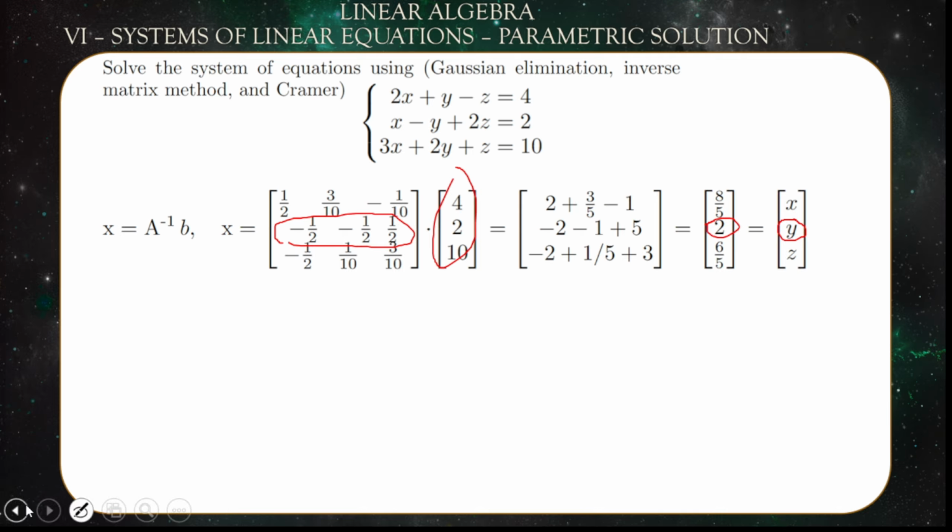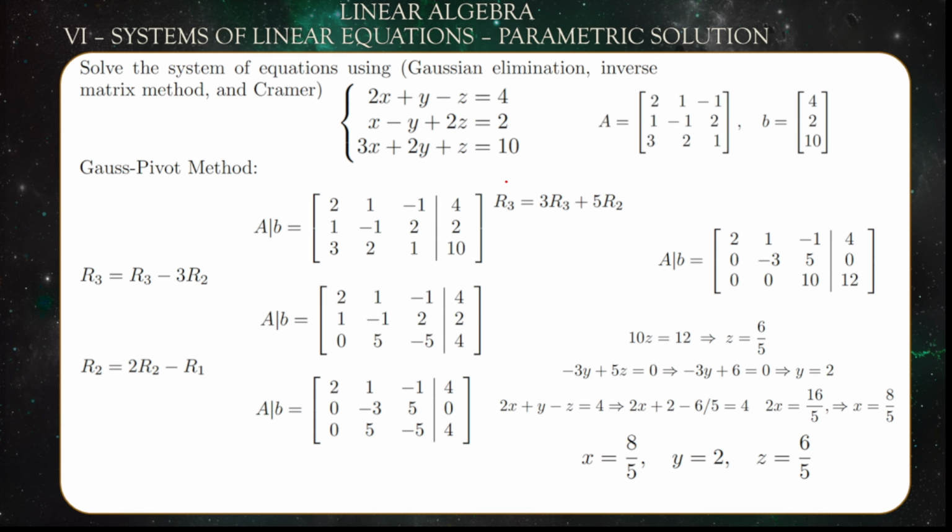Finally, you have the third row multiplied by the column. So we have minus 1 half times 4, which is minus 2. Then 1 tenth multiplied by 2, which is 1 divided by 5. Okay, we add it up. Then 3 divided by 10 multiplied by 10, which is 3. Okay, and this is the final answer. You have x is equal to 8 divided by 5, y equal 2, and z equal 6 divided by 5.